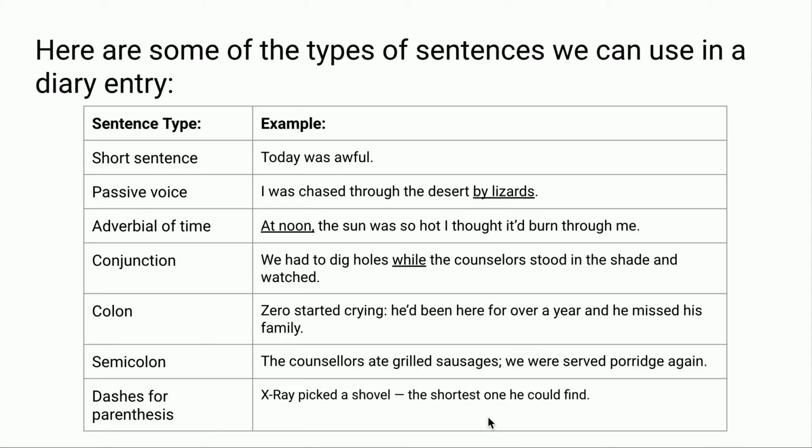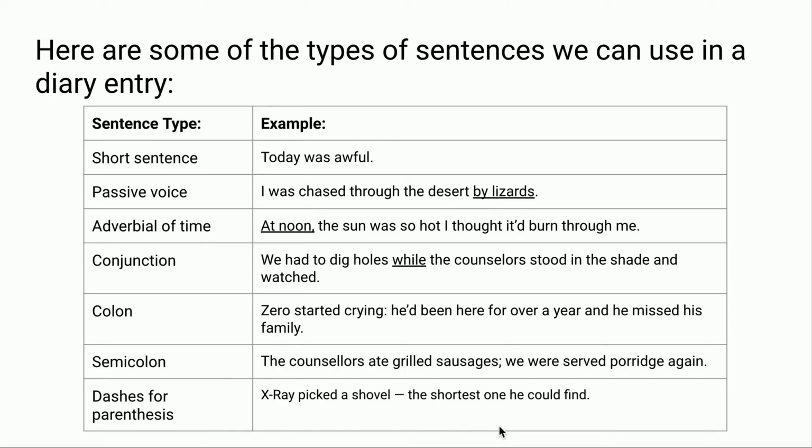Colons often replace the word because, and they also connect two clauses. So Zero started crying. He'd been here for over a year and missed his family. Semicolons also connect two clauses, so we need to make sure that on either side of our semicolon, there is a subject and a verb, and they replace and or but. So the councillors ate grilled sausages; we were served porridge again. The some others model is a really good one to use for those.